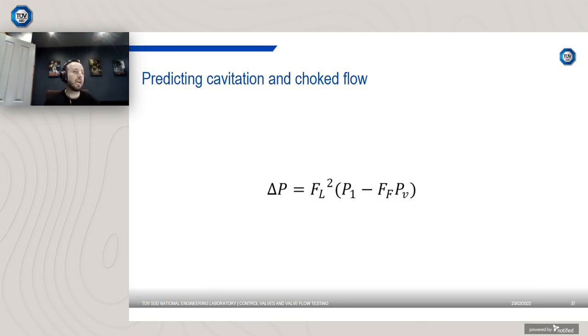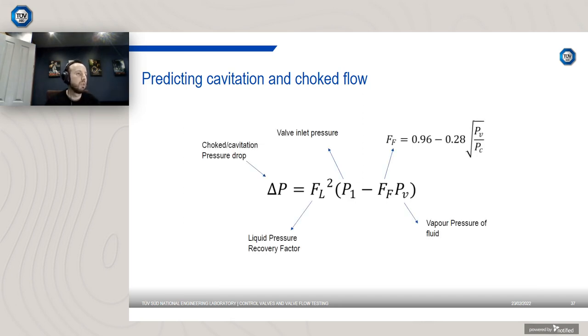So, if you've established the FL number experimentally, what can you then do with that number to predict safe operating limits for your valve? You can use this formula. The delta P is the choked or cavitating pressure drop. FL is your pressure recovery factor that you've just established. P1 is your valve inlet pressure. FF is just a term that's specific to the fluid. It's based on the vapor pressure and the critical pressure, which can be looked up for things like water. And PV is the vapor pressure of the fluid.